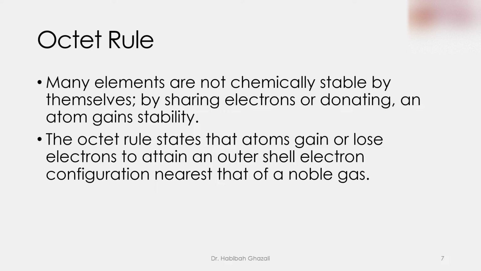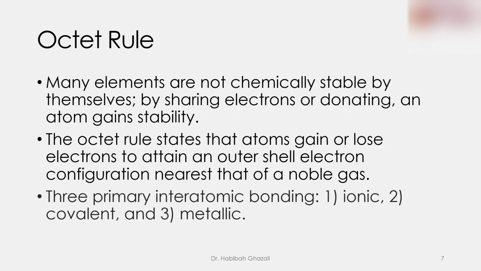Since we said that the noble gas is stable, this is why atoms want to gain, lose, or share their electrons. It's because they want to get to this configuration. And there are three different primary interatomic bondings. There's ionic bonding, covalent bonding, and metallic bonding.